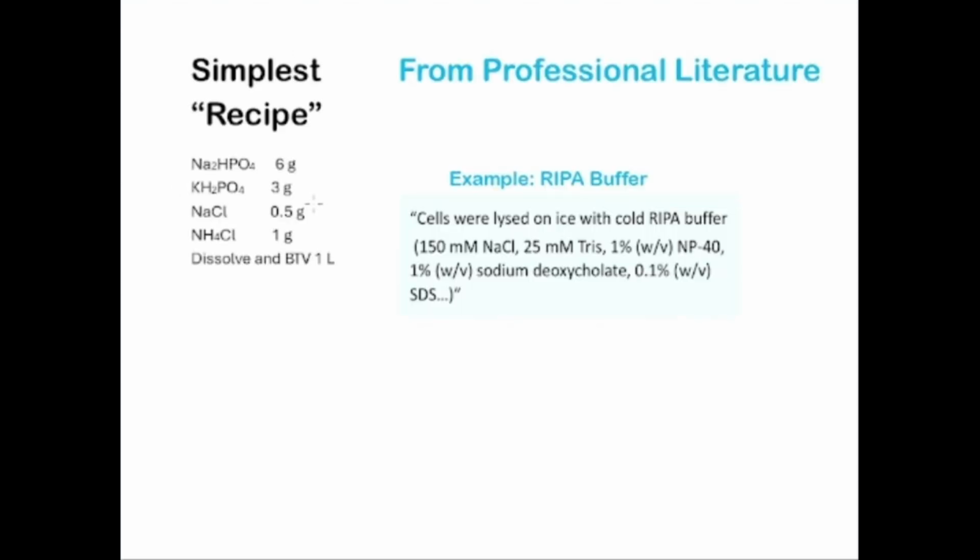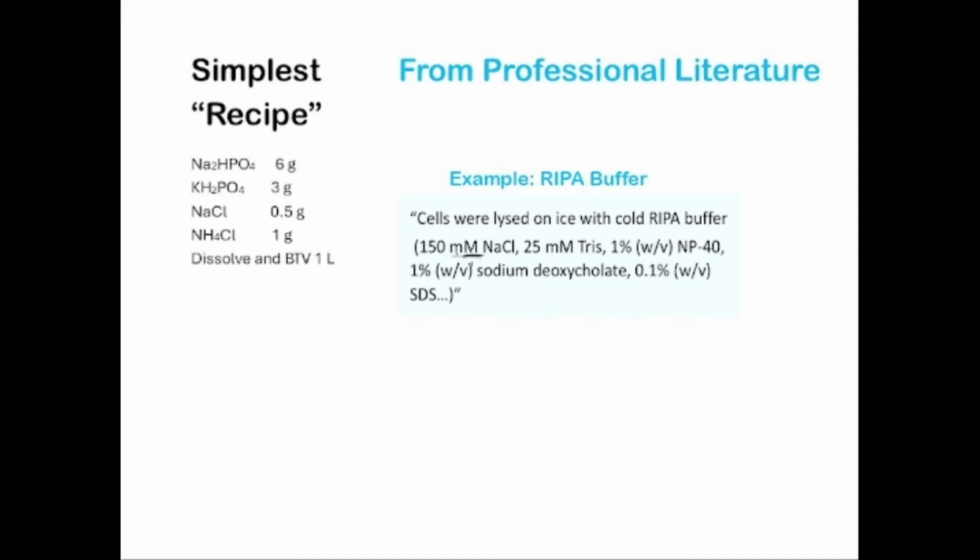But when we go into the professional biotechnology literature, it doesn't look quite like that. So we've looked at RIPA buffer several times in past videos. Reading this again, it says cells were lysed on ice with cold RIPA buffer, and then in parentheses, it tells us the recipe for RIPA buffer. But it's a very shorthand way to tell us. It has 5 components: sodium chloride, Tris, NP40, sodium deoxycholate, and SDS. But it does not tell us how much of each. We don't see anywhere how many grams of sodium chloride or Tris or NP40. It doesn't tell us. What it does tell us is the concentration.